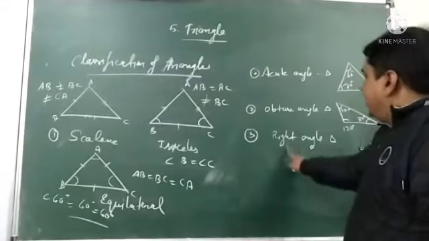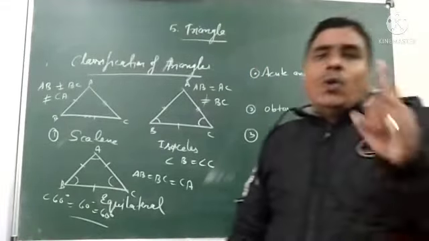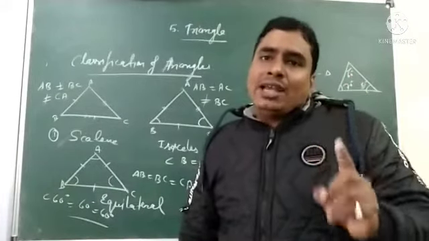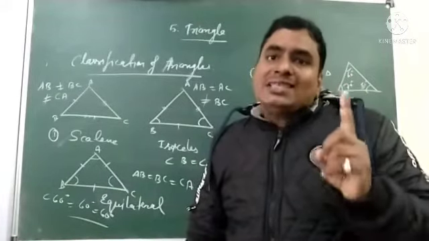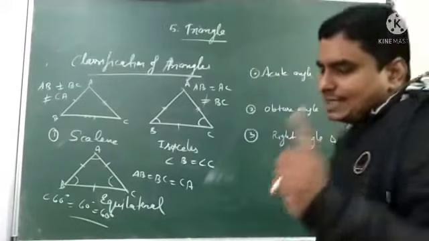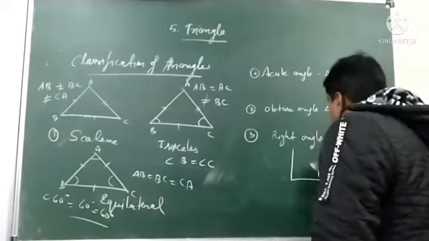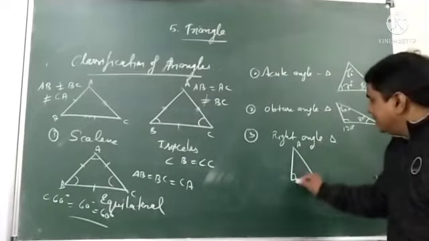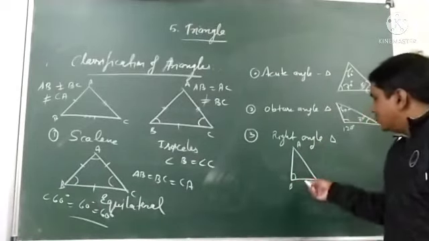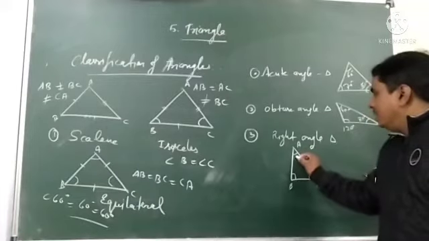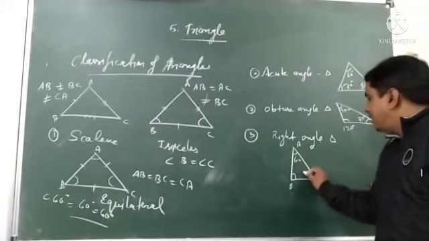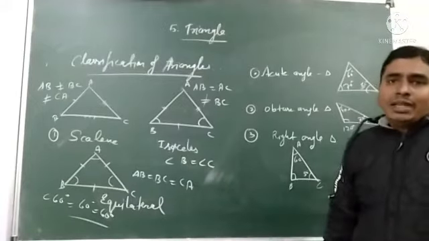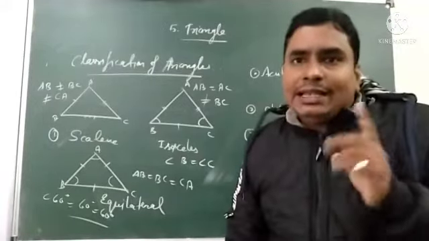And the last one, right angle triangle, means what? One angle is 90 degrees and the remaining two angles in the triangle are acute, means less than 90. So in a right angle triangle, suppose this angle is 90, then both of these are acute, means less than 90. Either 60, 30, or 45, 45, whatever you want, but it should be less than 90.